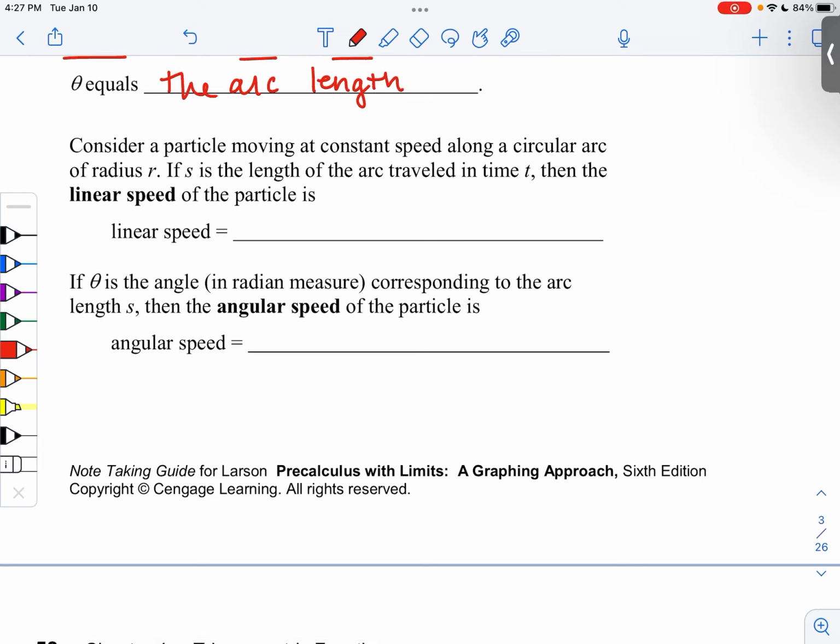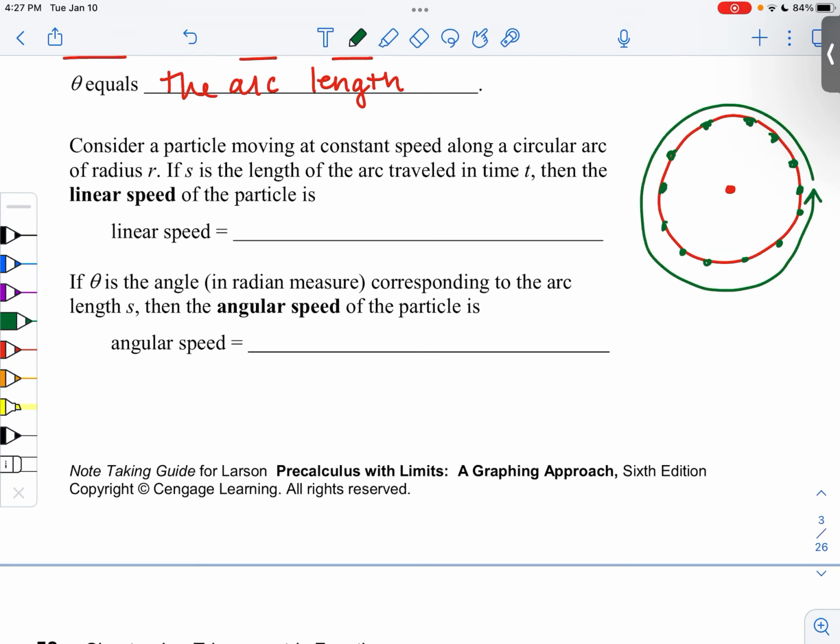Consider a particle moving at a constant speed along a circular arc. So let's say here's a circle and you've got a particle and it's literally moving around this circle. We talk about this in chemistry when we're talking about the motion of atoms, how those particles will move. To find the linear speed of the particle.